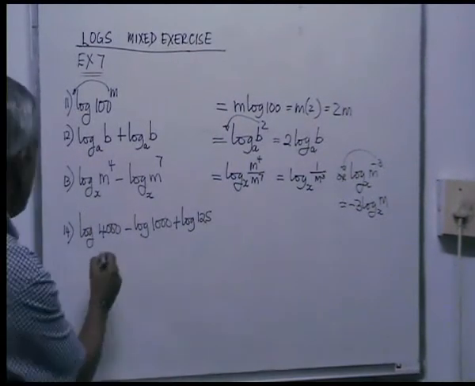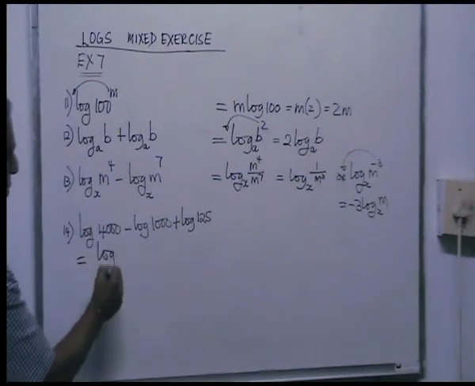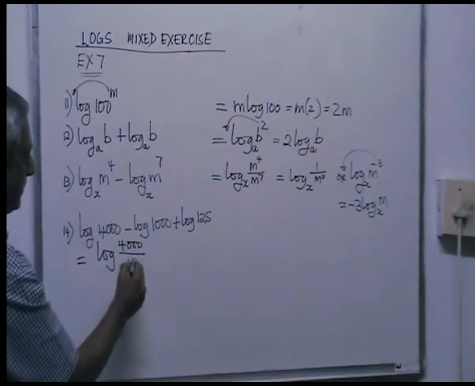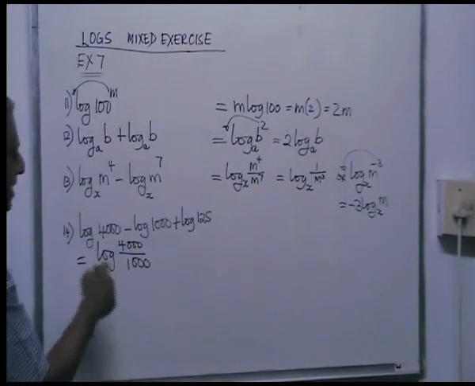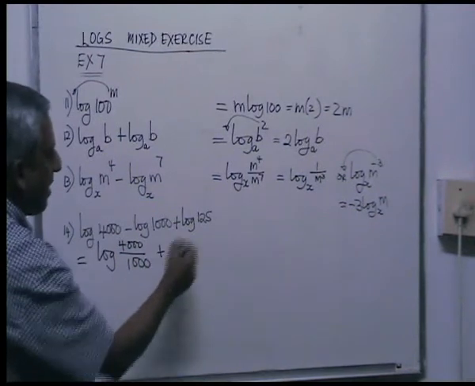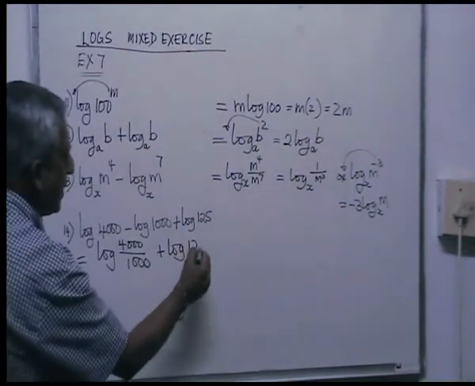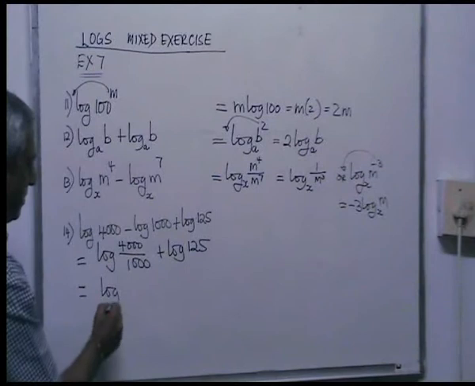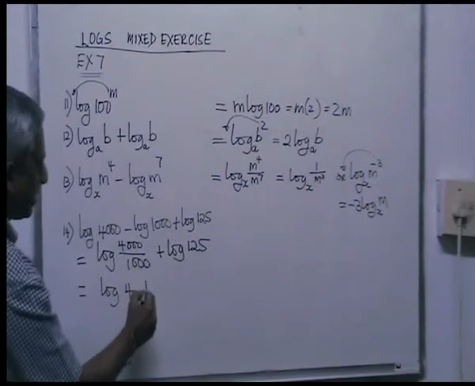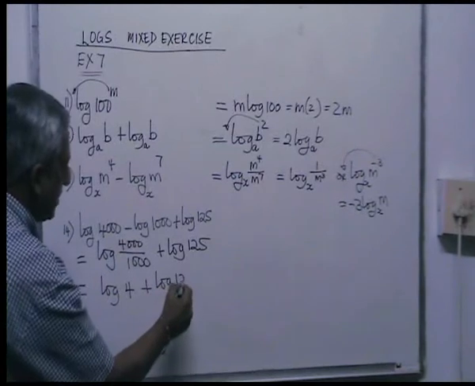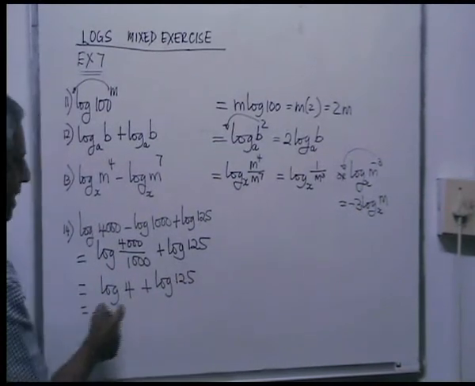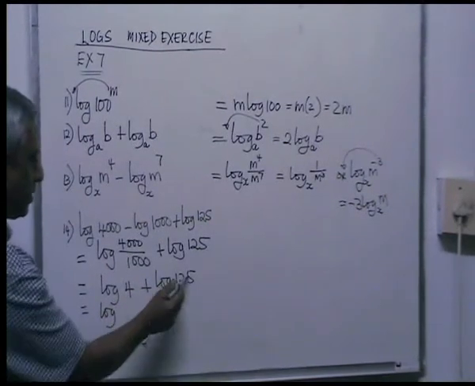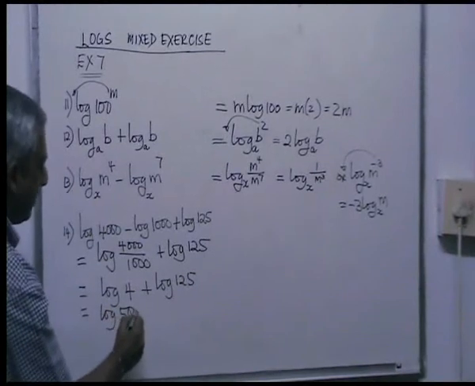If I do the first part, I will get log of 4,000 divided by 1,000. I don't have to worry about the base because the base is understood to be 10. And that part is log 125. Now this part becomes log of 4 plus log of 125. Now we use the product law here because the bases are the same. You end up with log of 4 times 125, which is log of 500.